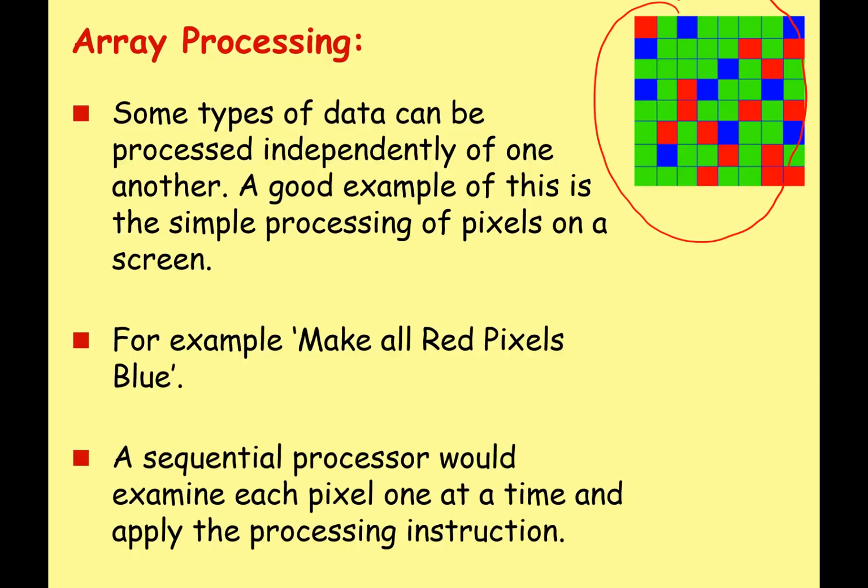A sequential processor would have to examine each pixel one at a time and apply the processing instruction. So it would go, okay, is this red? Yes, make it blue. Is this red? No, move on. Is this red? No. Is this red? No. It would have to do it one at a time. This would be very, very slow, especially if you think about the high resolution displays we get on modern computers.